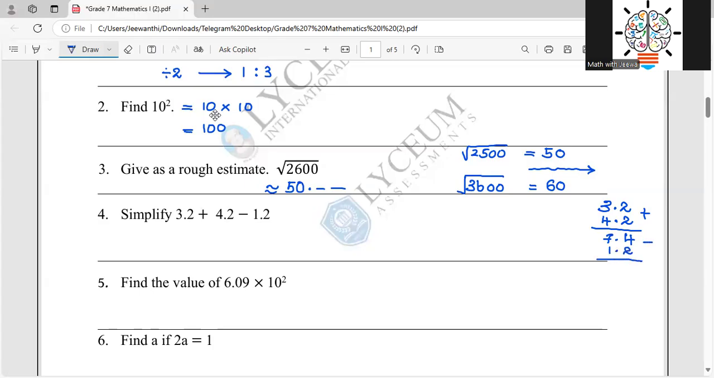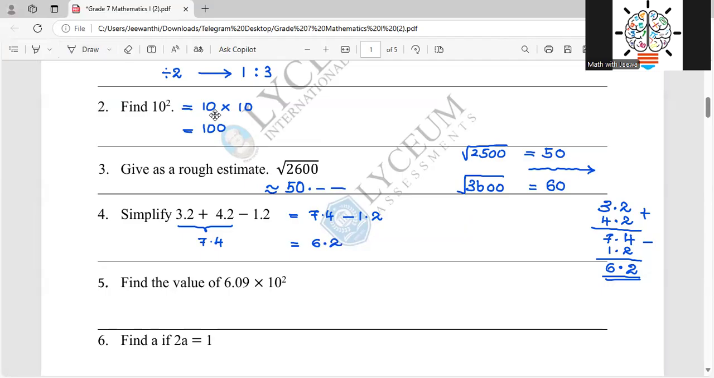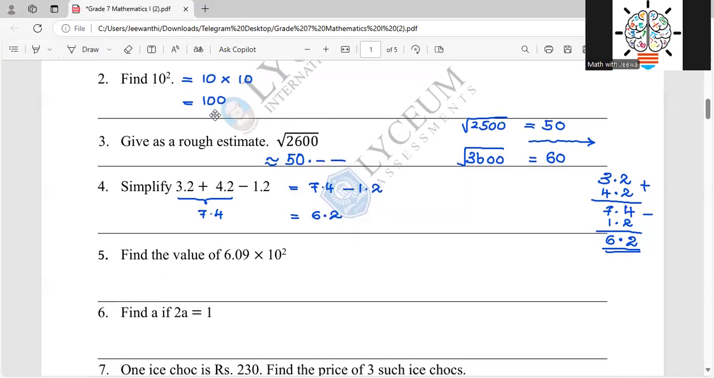Okay. So then 4 minus 2, it is 2. 7 minus 1, it is 6. So then this is the answer. Here you can write, if need, you can show that this is 7.4. Okay. And here you can write 7.4 minus 1.2. Then the answer is 6.2. Right?